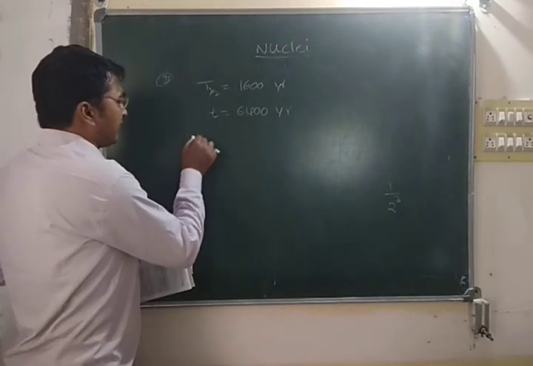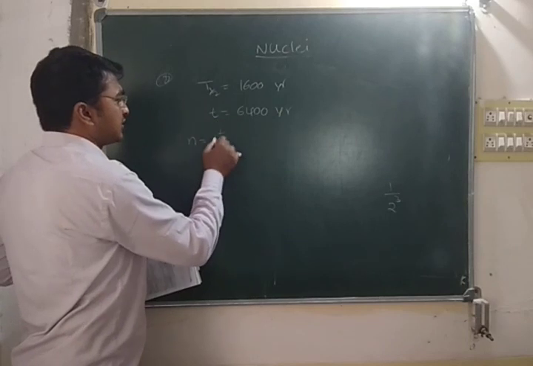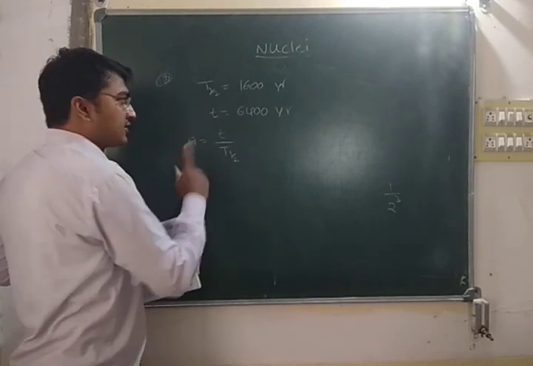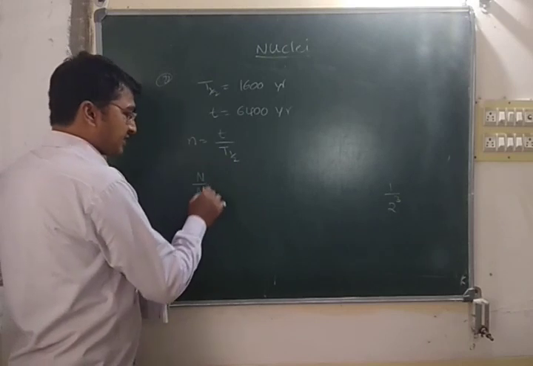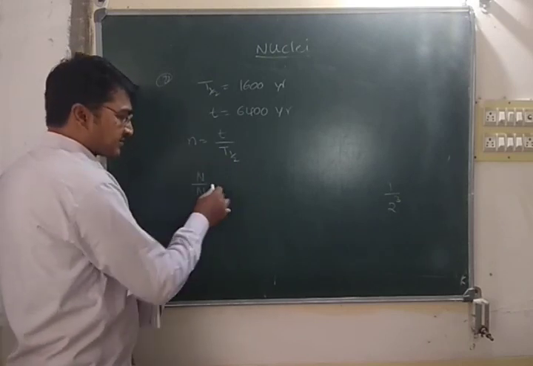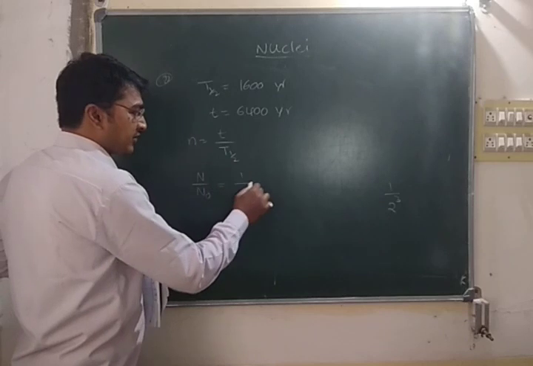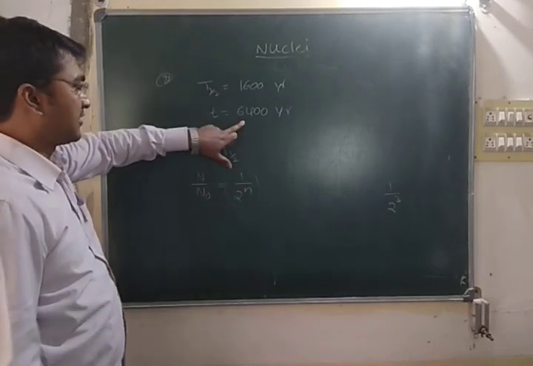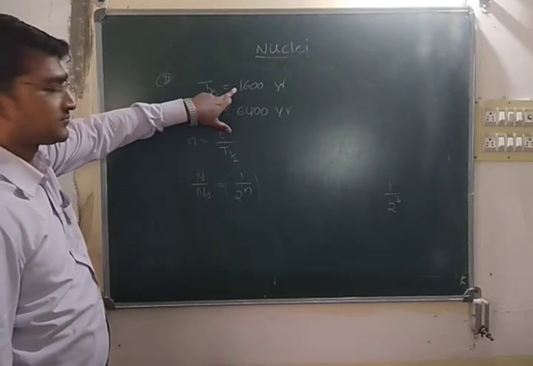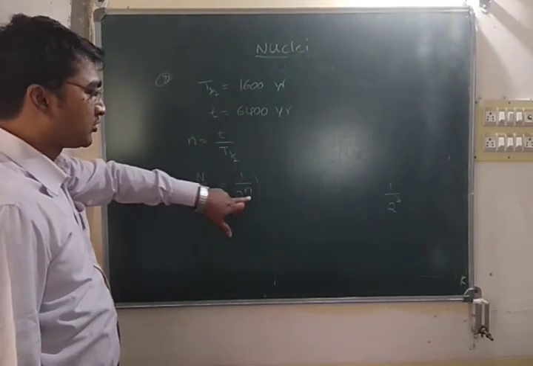How to do it: n value is equal to t divided by T half. Once you get the n value, substitute into N by N naught, the fraction present compared to the previous, which is equal to 1 by 2 to the power of n. So how much is the n value? 4 times. So n is equal to 4. 2 to the power of 4 is 16.